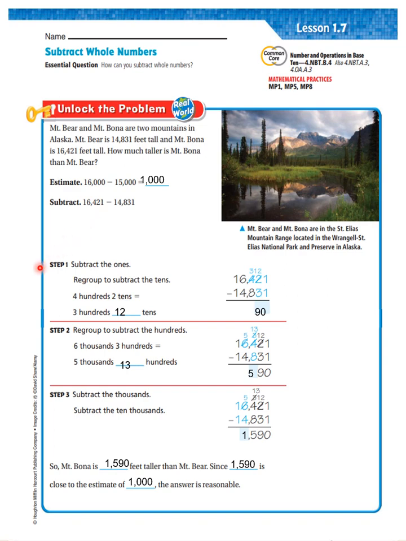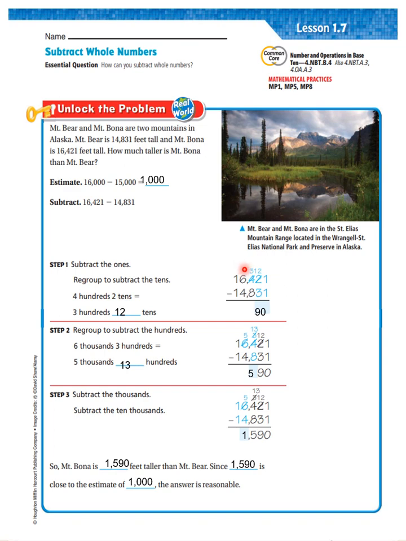It says step 1, subtract the ones. Then they're going to ask you to regroup to subtract the tens. 4 hundreds, 2 tens equals 3 hundreds and 12 tens. So, subtract the ones. 1 minus 1 is 0. I come over here. I have 2 tens and 3 tens. I cannot take 3 tens from 2 tens. It's impossible. So I need to come to the hundreds place, and I need to borrow 100 from the 4 hundreds. Make that a 300. Give it to the 20, and I have 120.